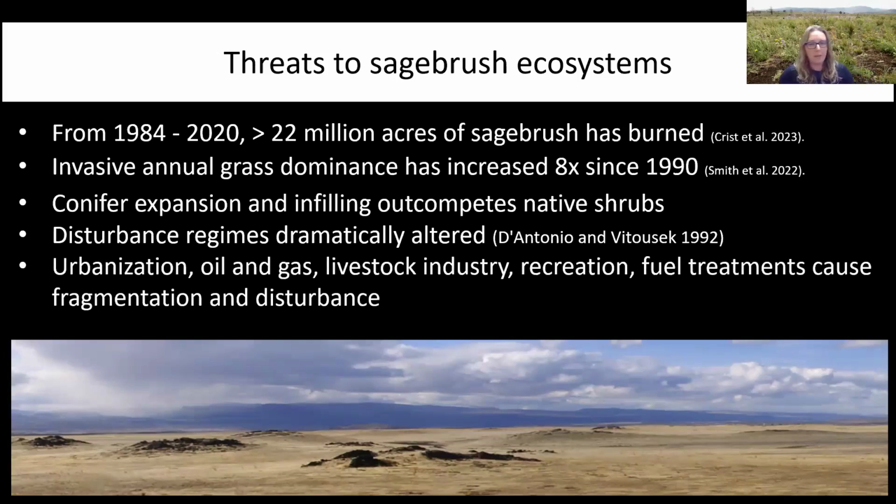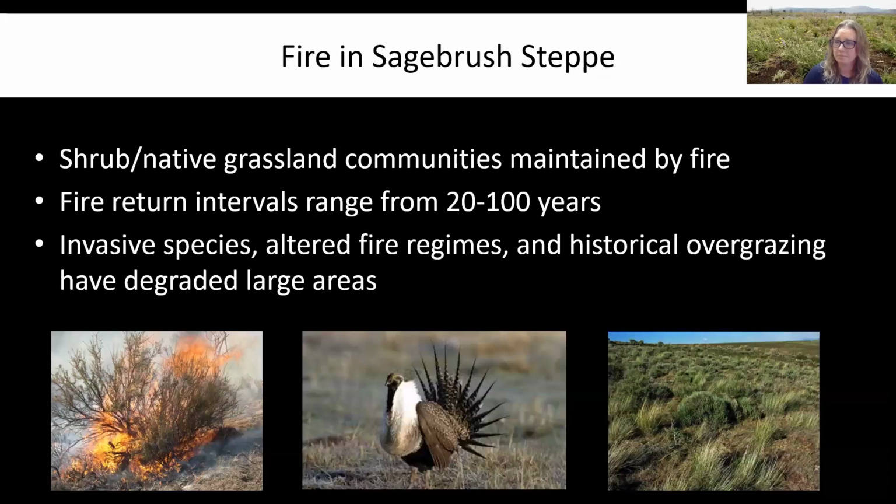At the same time, there are people who live and work in these systems and are using it for recreation and are using resources that come from the land. And so things like urbanization, oil and gas industry, the livestock industry, recreation, fuel treatments, things that we do to mitigate risk are also causing increased fragmentation and disturbance.